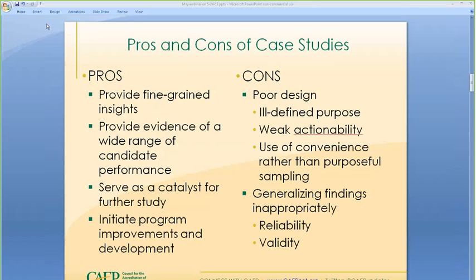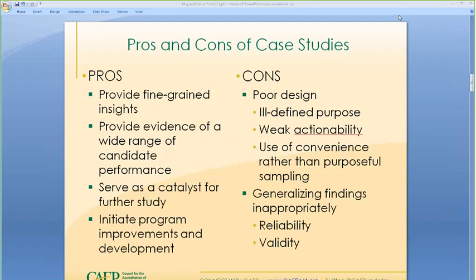So let's get started on the pros and cons. And this is from the perspective of the accreditor, of CAPE. And the pros are pretty general to case studies themselves. They really can give you some very fine-grained insights into what your completers or employers, whoever you're focusing your case study on, however people are perceiving your programs and the strengths and perhaps areas for improvement in those programs.